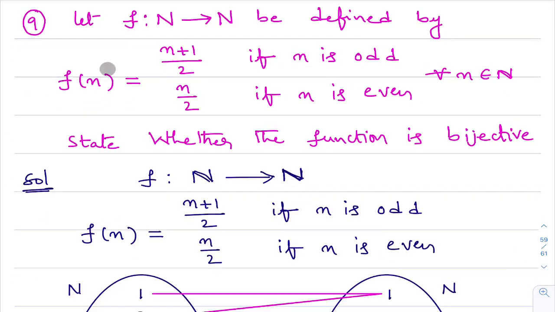See this question number 9. What is the given question? The question is like this. f is a function from natural numbers to natural numbers. It is defined as f of n is (n plus 1) by 2 when n is odd number. f of n is n by 2 when n is even, for all n belongs to N. The function is defined like this. State whether the function is bijective. They are asking whether the given function is bijective or not.